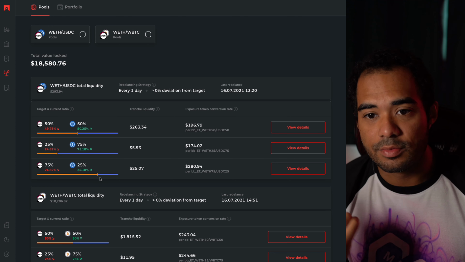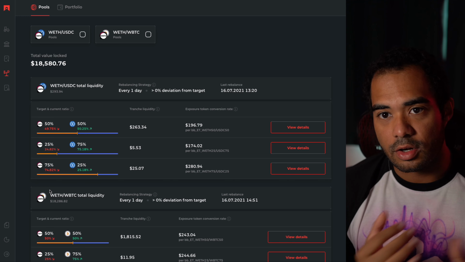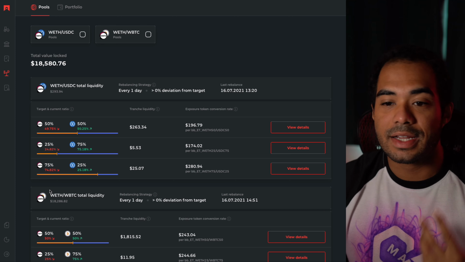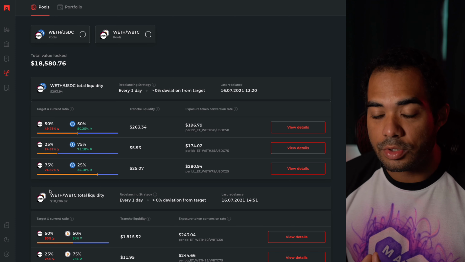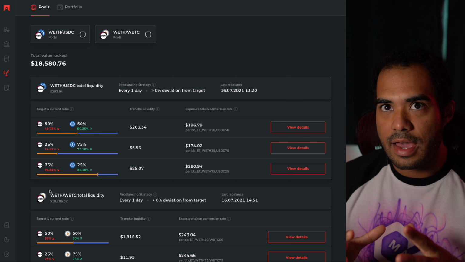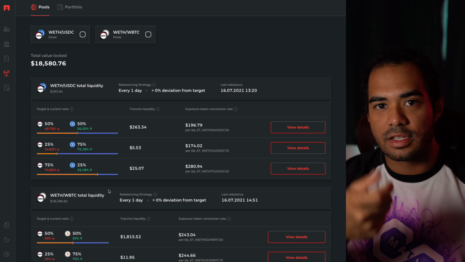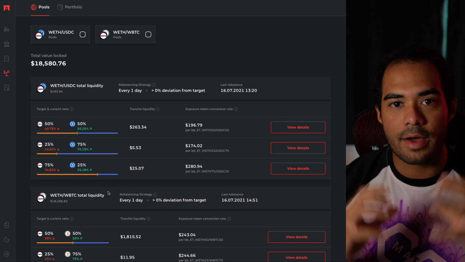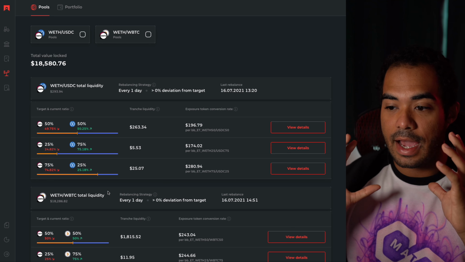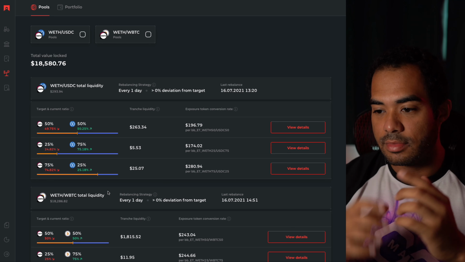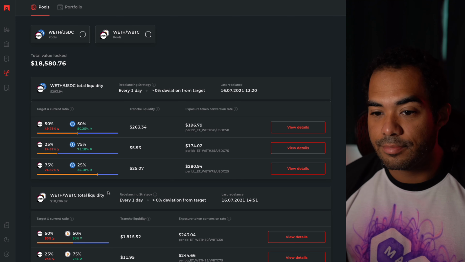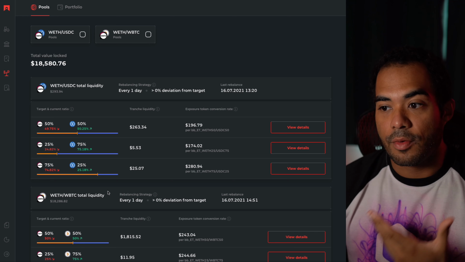Kind of hedge my bets with the USDC, and of course ETH, hopefully it's going to take me to the moon. Instead of just holding it, I can essentially provide it into smart exposure. Rather than a pool position where the actual amount of each token is constantly going up and down as the prices go up and down, it actually keeps your balance at, in this case, 75% ETH, 25% USDC, and allows you to essentially just get rewards for being able to do that.